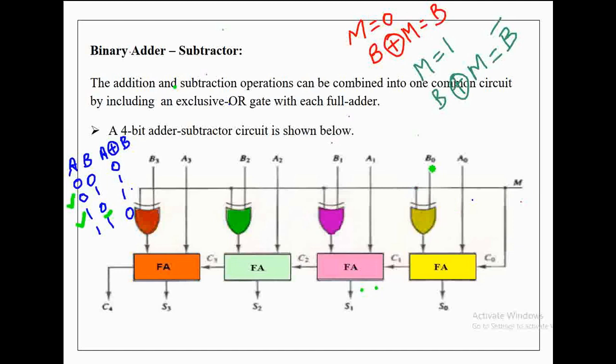So based on this concept, whenever mode control signal M equal to 0, when it is applied to all XOR gates, the output of the XOR gates produces the bit values of B. And the input carry also will be 0. When M equal to 0, this circuit becomes an adder and performs binary addition.